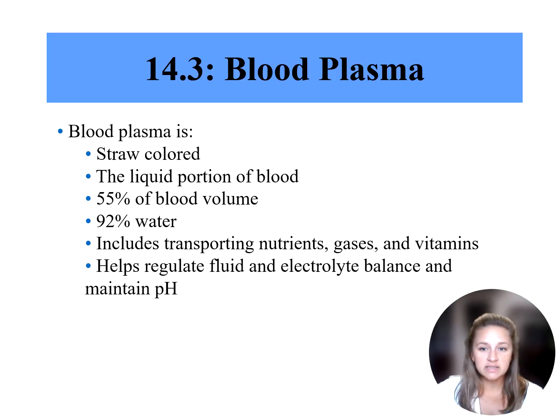Okay, so we said that the blood was broken down into two major components, the red blood cells, the white blood cells, and the platelets, and then the blood plasma. So the blood plasma is the liquid portion of the blood, and it makes up most of the blood volume, and it is 92% water.